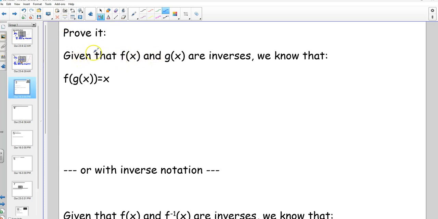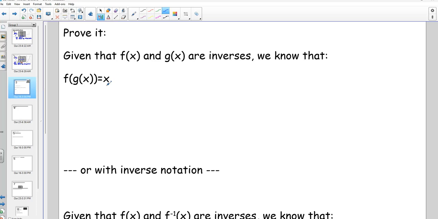We are given that f of x and g of x are inverses. In pre-cal we talked about this, I didn't go back over it. If f of x and g of x are inverses, if we do f of g of x, it just gives us x, right? Because f and g undo each other.